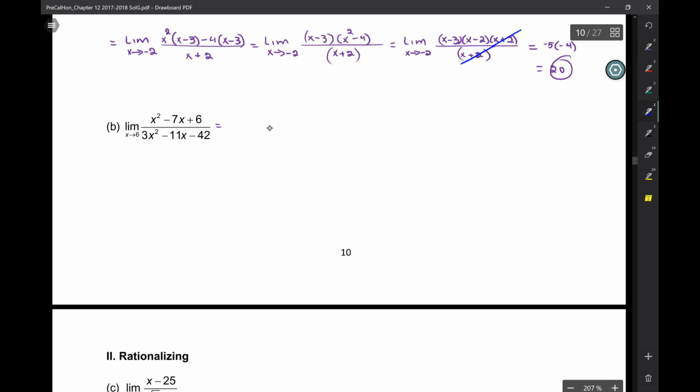So here's one other notation. In order to save time, we put 0 over 0 up here. Okay, so now this is the limit as x approaches 6. How do I factor that guy? x minus 6, x minus 1, and here 3x and x.